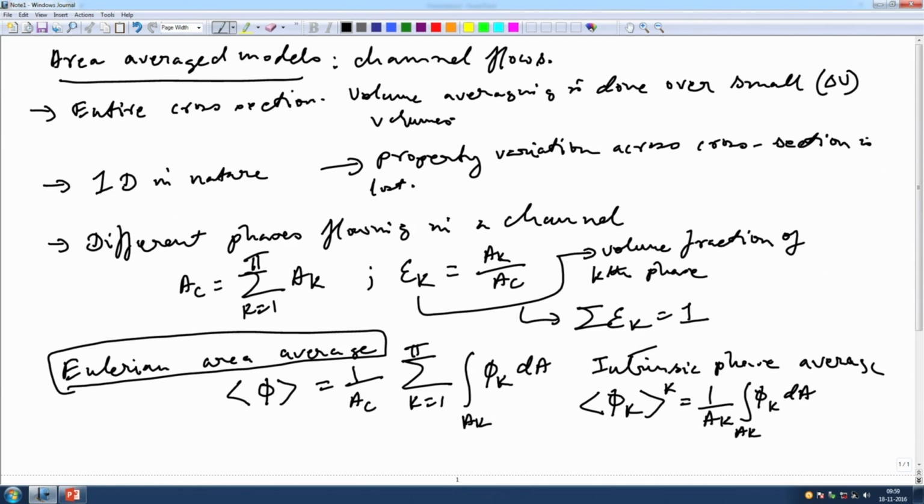So, when you have taken only the phase into consideration, that means the area occupied by that particular phase, it is averaged over that particular phase. Extrinsic on the other hand, if you look at extrinsic phase averaging, that is given by nothing but the summation of the individual phase averaging of the quantity that we recognized earlier. So, this is the extrinsic phase averaging.